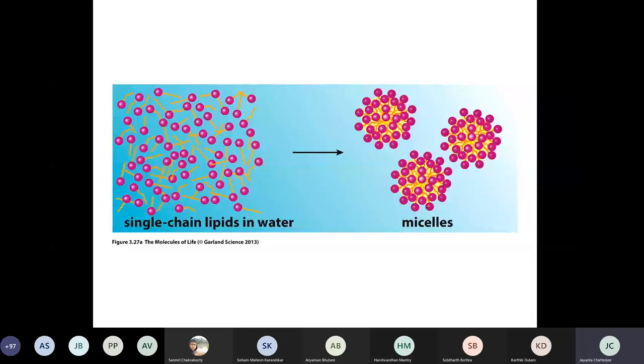Now, what you see here are single-tailed lipids. We'll go to the detailed chemistry of those in a few slides. But what you can see is a sphere. This sphere represents a polar head group. And this long slender wavy thing represents a non-polar tail, typically composed of hydrocarbons. These are single-tailed lipids, meaning you have just one head group and a single tail.